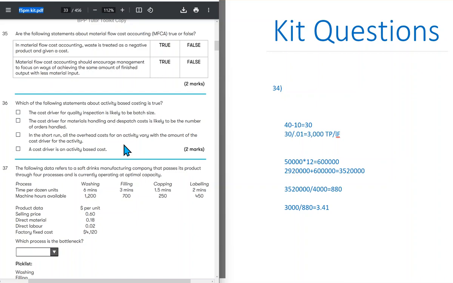In the short run, all overhead costs for an activity vary with the amount of the cost driver for that activity. A cost driver is an activity-based cost. Remember, some of the things here are just senseless, so don't focus on those. Only focus on something that is right. Like here, the cost driver for material handling and dispatch cost is likely to be the number of orders handled. So dispatch would relate to the number of handlings if we are using activity-based costing.